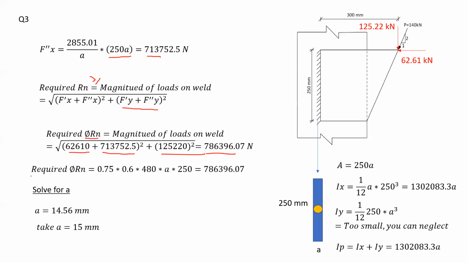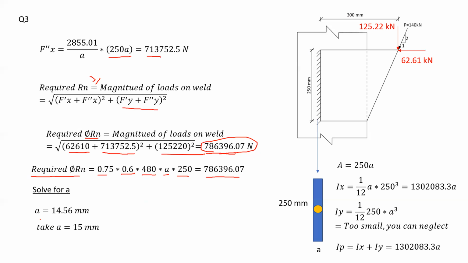Now, the required capacity for the, or actually, sorry, yeah, this value is going to be your magnitude of loads on the weld, and also the required capacity or the factored capacity of the weld. So the required capacity of the weld would be equal to 0.75 multiplied by 0.6 by 480 FEXX multiplied by A, which is the unknown that we need, multiplied by 250, the length of the weld. Now from here, it would be equal to the value we have obtained, the magnitude of loads on weld, and you can basically solve for A.